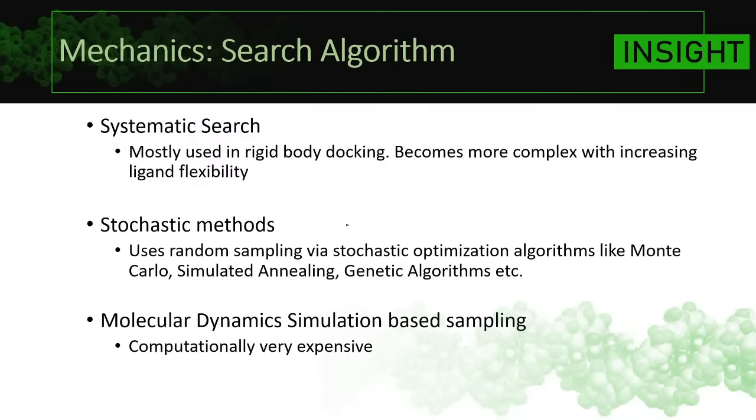These are different types of mathematical optimization methods which are utilized in searching for these conformations. These algorithms include the Monte Carlo method, simulated annealing, genetic algorithms, and many different types of search algorithms. AutoDock and AutoDock Vina use genetic algorithms in order to sample the most number of conformations in the given space. And the third method is going for molecular dynamic simulations, which can also sample different conformations for you.